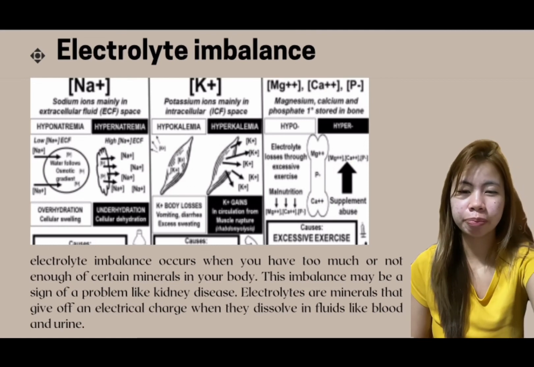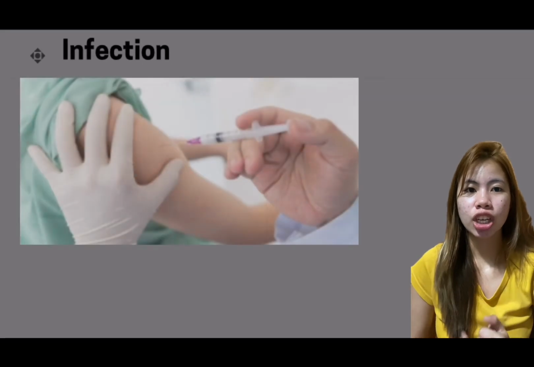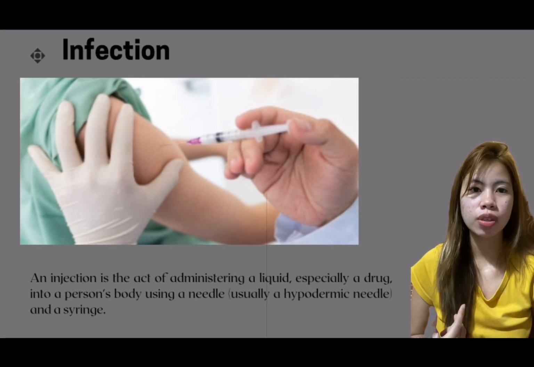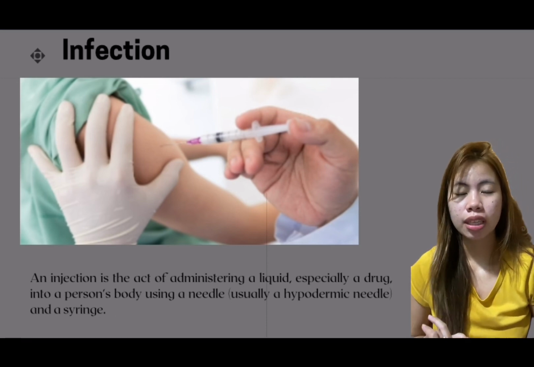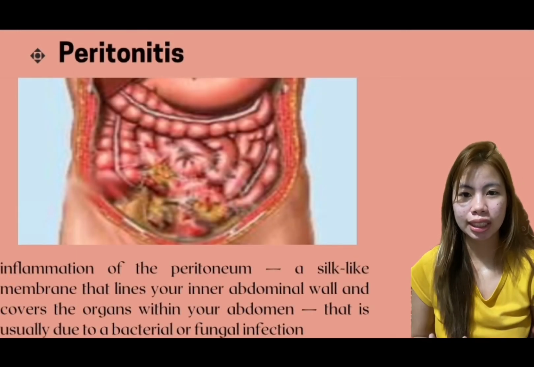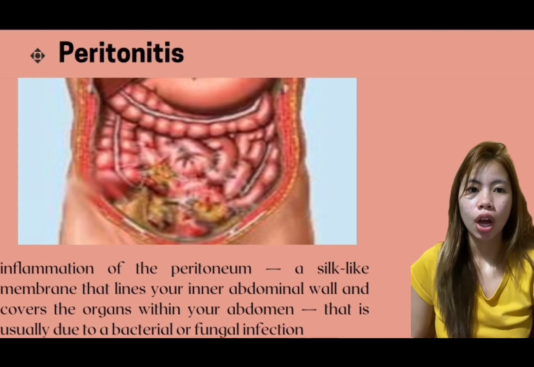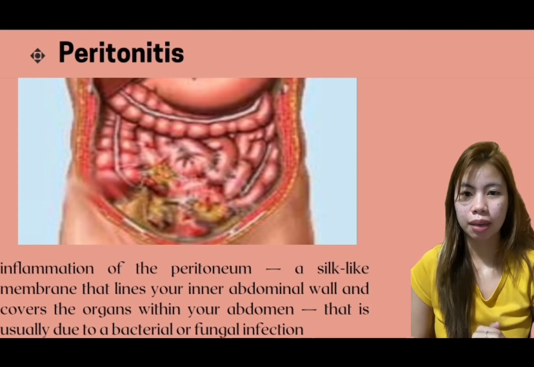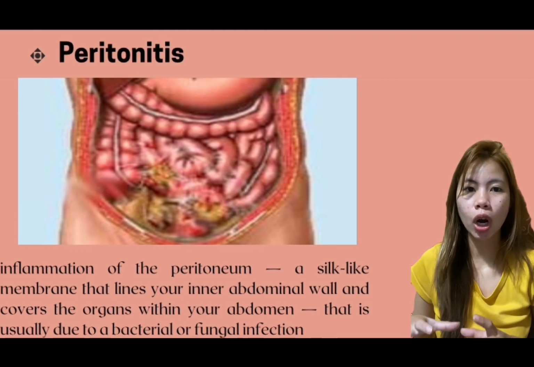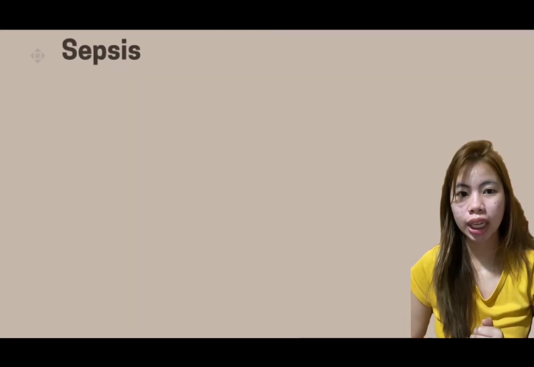And then infection. An injection is the act of administering a liquid, especially a drug, into a person's body using a needle. So this is usually done with a hypodermic needle and a syringe. And then we have peritonitis. Peritonitis is inflammation of the peritoneum, a silk-like membrane that lines your inner abdominal wall and covers the organs within your abdomen. This is usually due to a bacterial or fungal infection.